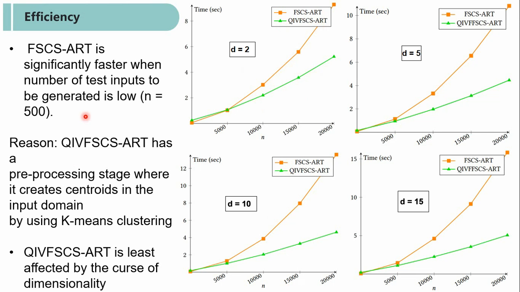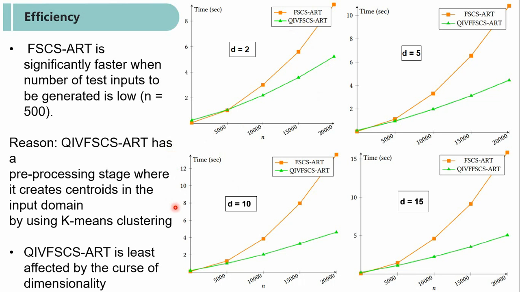There are two main results to note. To generate a small number of test cases, relatively less than 5,000, FSCS-ART is a little faster. Why? Because it does not have any mechanism of k-means clustering, randomly generating test cases, or partitioning the input domain into cells, so it directly generates test cases and is faster. But when we need to generate a huge number of test cases, which is the most realistic scenario, our method becomes clearly better.